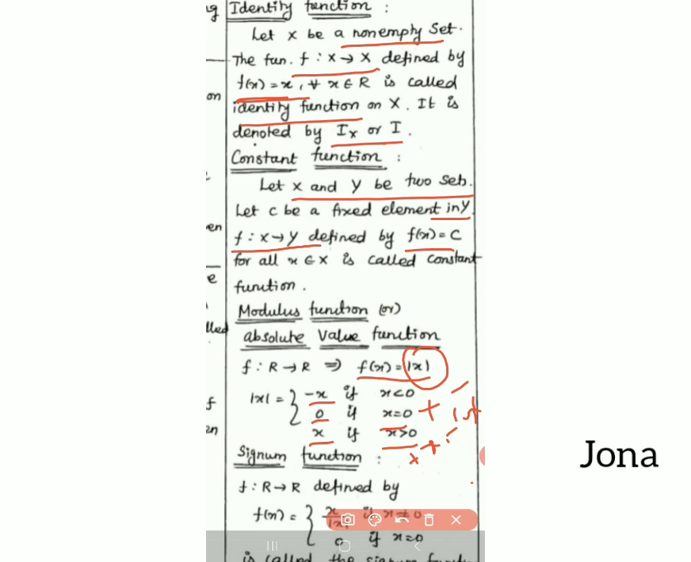The next one, signum function. f is a map from R to R defined by f of x equal to x by modulus of x if x is not equal to 0. So already we have, if x is not equal to 0 only, we will have this function. In the denominator we have plus or minus x there. Okay, according to that we can conclude this function is a signum function.